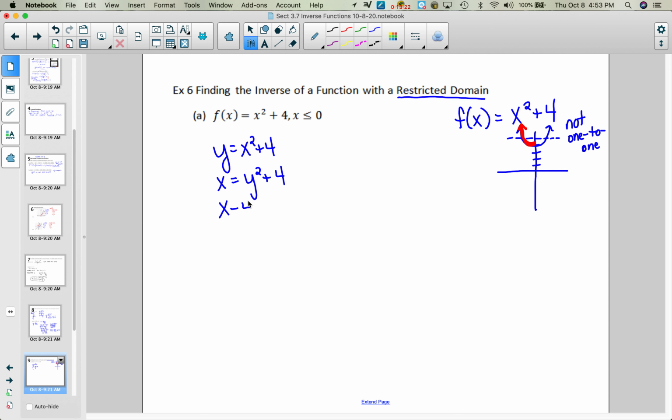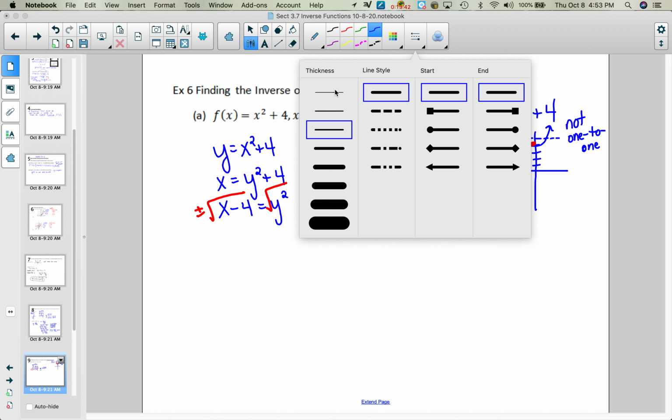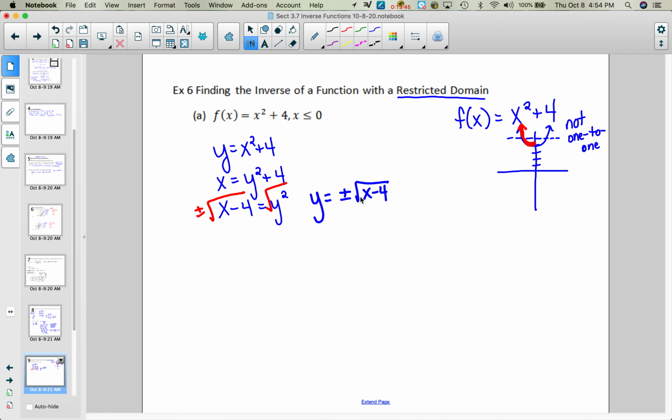So I get x minus 4 equals y squared. And when I solve for y, I'm going to square root both sides. But remember, when we do that, that we're going to end up with y equals plus or minus the square root of x minus 4. So that's two branches. The square root of x minus 4, if you were just looking at y equals the square root of x minus 4, you'd be looking at a graph that was the square root function moved 4 to the right. So it would be something like this.